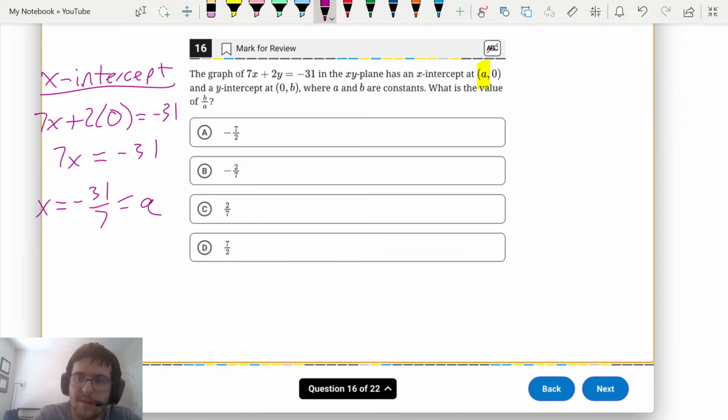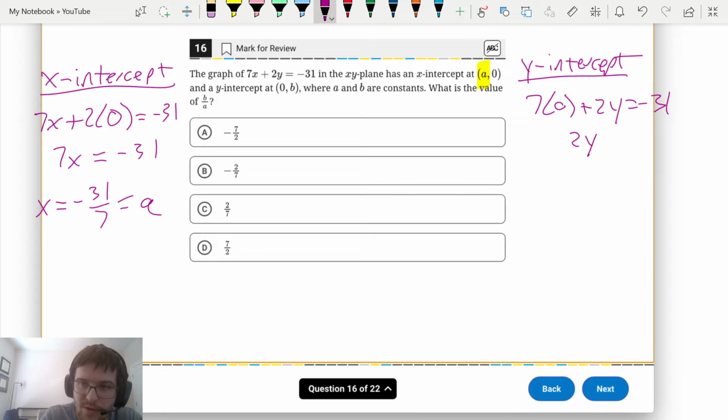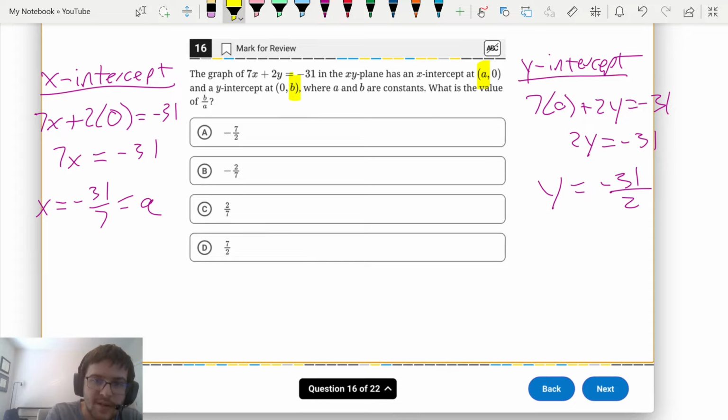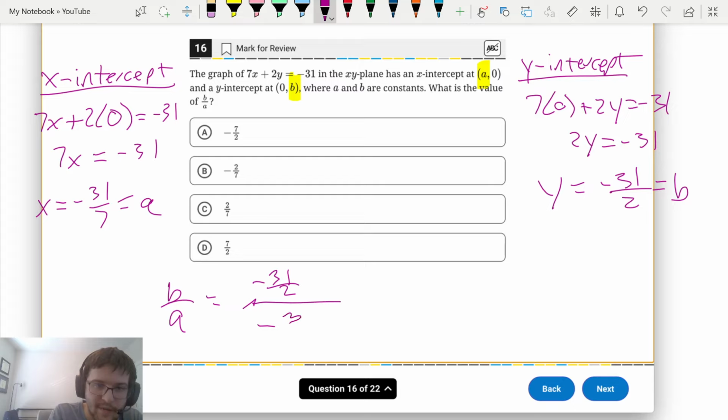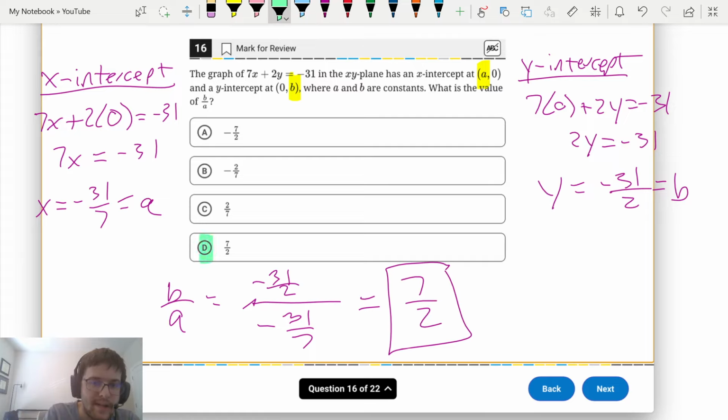And then the y-intercept, we're going to plug in x equals 0. So 7 times 0 plus 2y equals negative 31. So 2y equals negative 31. So y equals negative 31 divided by 2. And remember, they called the y-intercept b in the question. So we're going to call it b as well. And now it wants us to find b over a. So that's negative 31 over 2 over negative 31 over 7. And we're going to type that in our calculator, and we get 7 over 2. And that is the answer. So always remember, anytime you got to find an x-intercept, you're going to plug in y equals 0. Anytime you're going to find a y-intercept, you're going to plug in x equals 0.